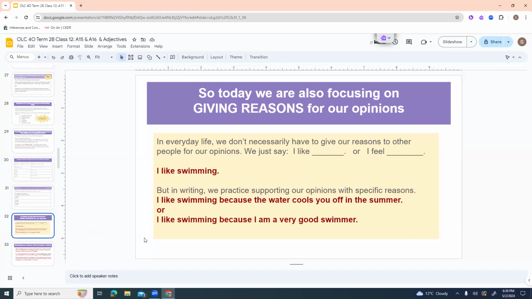So today we're also going to be focusing on giving reasons for our opinions. In our normal everyday life, we don't necessarily have to give reasons for our opinion. We just say, I like blah, blah, blah, or I feel blah. So, for example, I like swimming. And no one says, well, tell me why, right? Because in conversation, we don't do that. But in writing, we practice supporting our opinions with specific reasons, like, I like swimming because the water cools you off in the summer, or I like swimming because I'm a very good swimmer. So when I'm talking about reasons, that's what I mean.